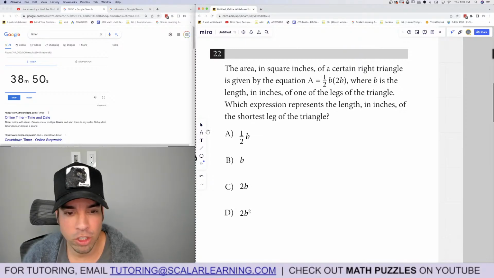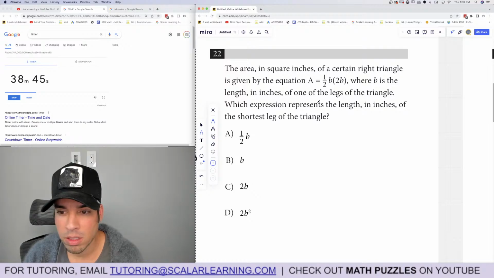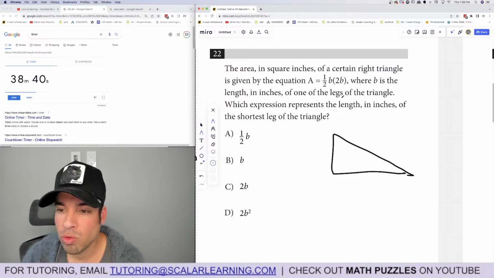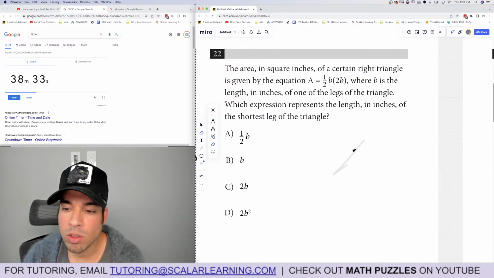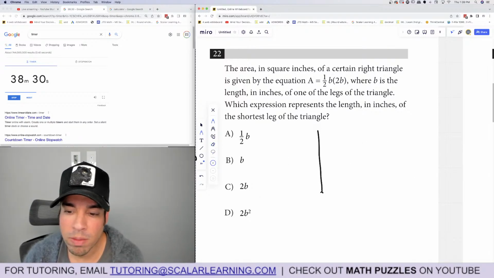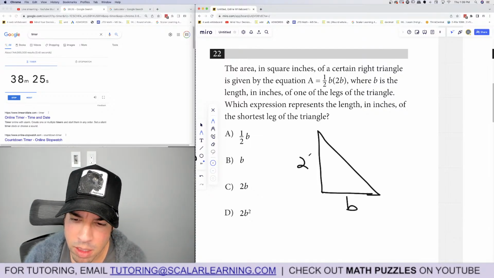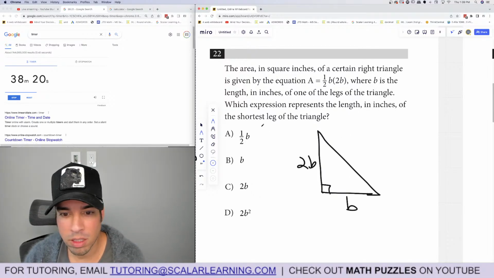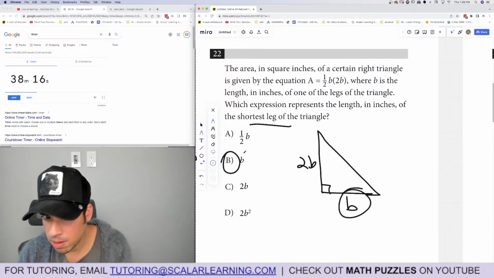The area in square inches of a certain right triangle is given by the equation, where B is the length in inches of one of the legs of the triangle. Let's draw this out. So B is one, so it's 1/2 base times height. Let's draw it the other way so it looks more right, because this is a longer height. So 1/2 base, and I guess they're saying the height is 2b, and this would be the right angle. Which expression represents the length in inches of the shortest leg? It's this guy, B. Right there, we're already done, right?